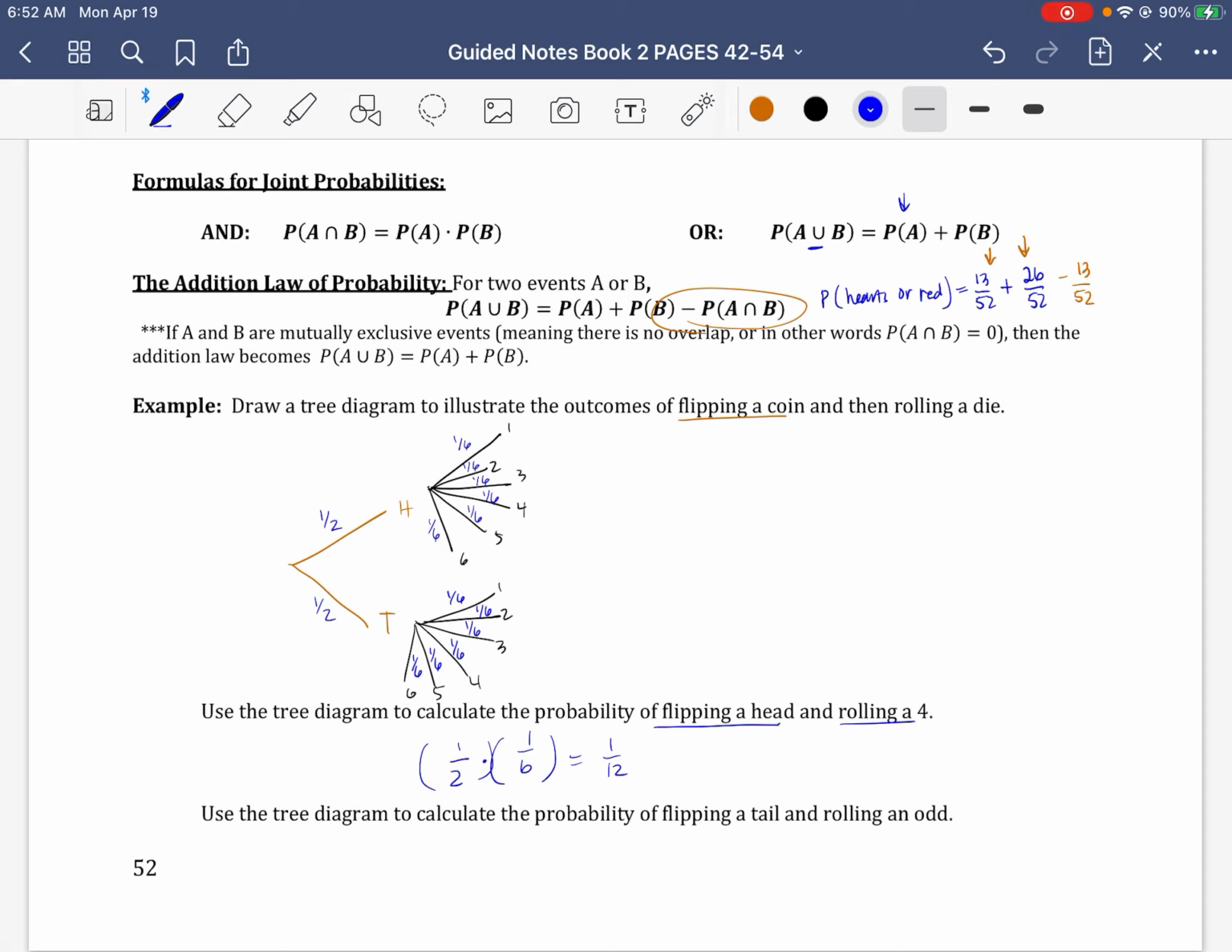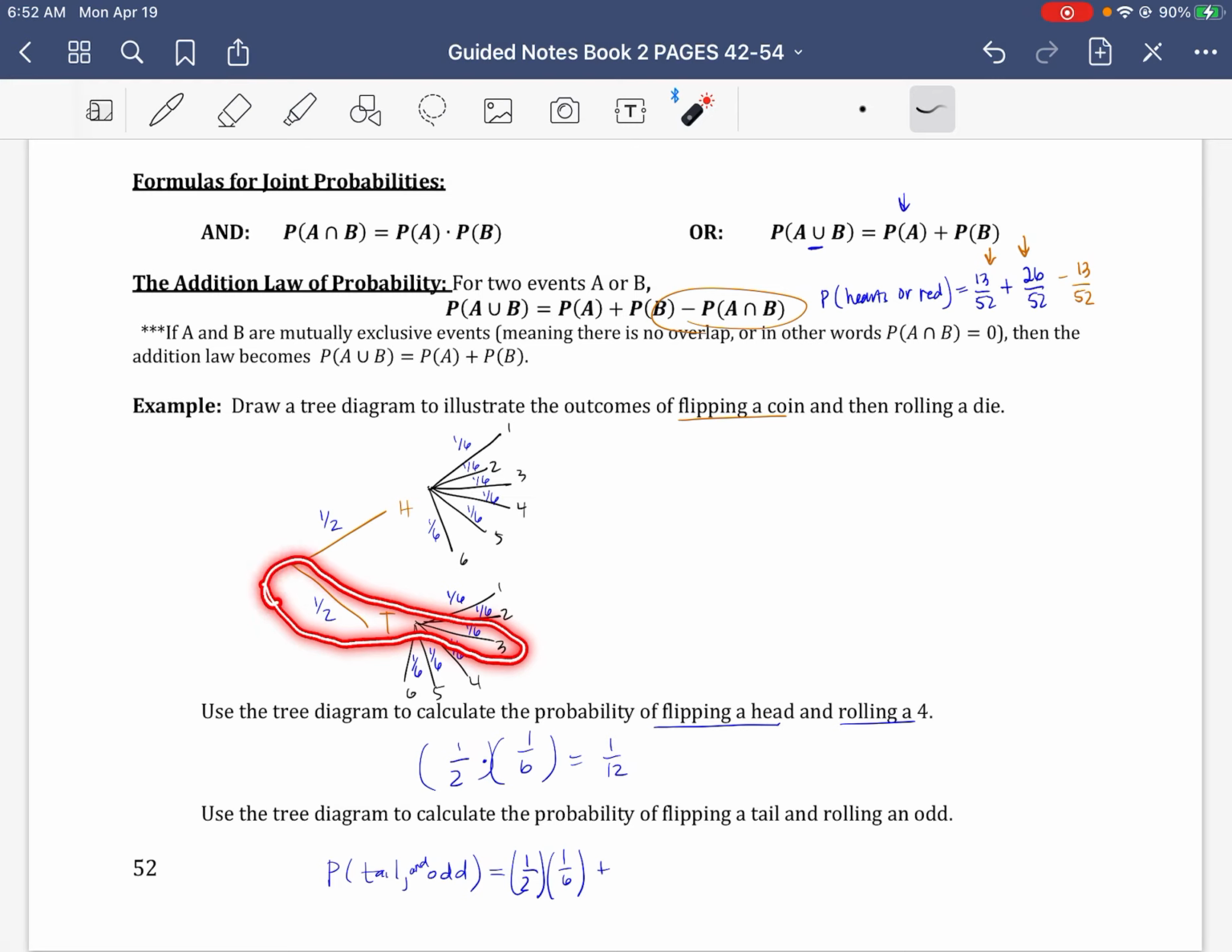The next one says use a tree diagram to calculate the probability of flipping a tail and rolling an odd. So the probability of a tail and an odd. Again, you would look at this and say, okay, going down this one, here's a tail, and this goes out to an odd. So that would be 1/2 times 1/6. Or there's other branches, so it could come out a tail and then get a 3. So 1/2 times 1/6 takes us to the end of that one.